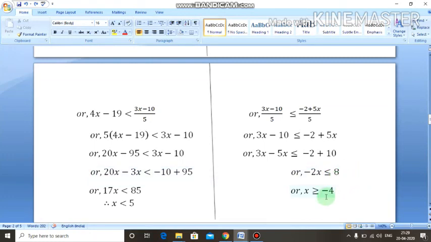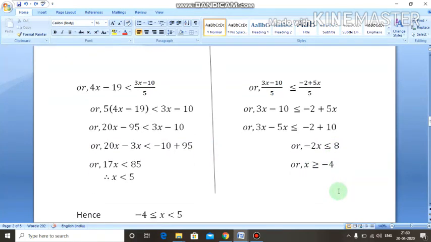Now this line to this line is very important here. To make x lonely, we have to divide both sides by minus 2, and minus 2 is a negative number, so the inequation sign has been changed here. Here less than or equals to was there, and it becomes greater or equals to. So if we divide both sides by minus 2, then the left hand side is x, and greater or equals to 8 by minus 2, which means minus 4. So the first part says that x less than or equals to 5, and the second part says that x greater or equals to minus 4.